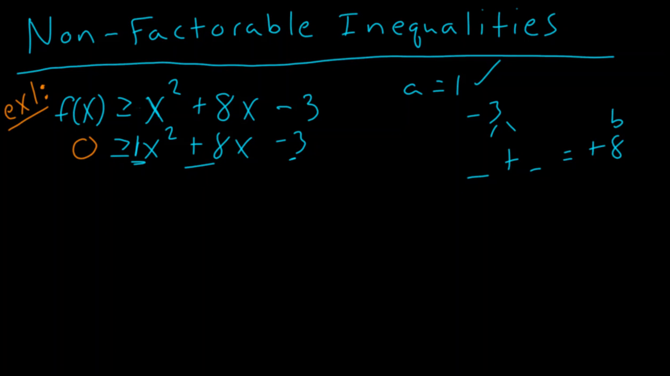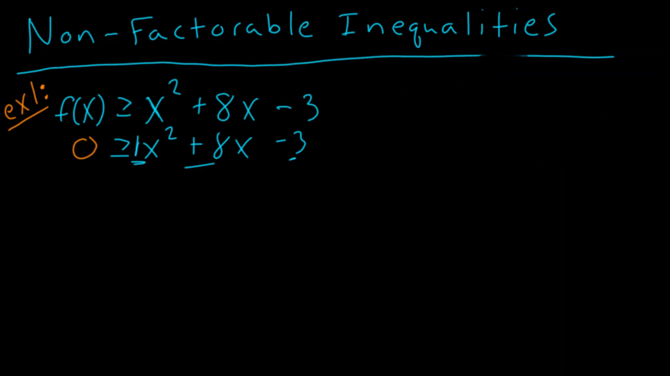Well guys, let me ask you this. What are the factors of 3? There's only two options. There's 1 and 3. And in this case, since it's a negative, one of them has to be negative, one has to be positive. There's no way that those can ever get us to a positive 8. So what does this tell us? It tells us that this equation is essentially non-factorable.